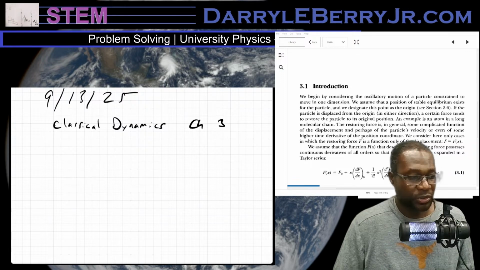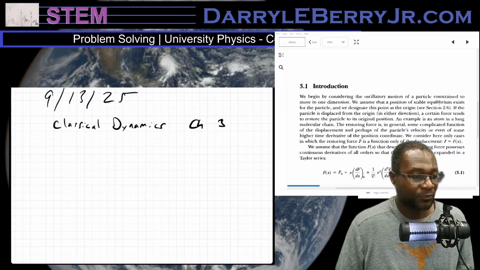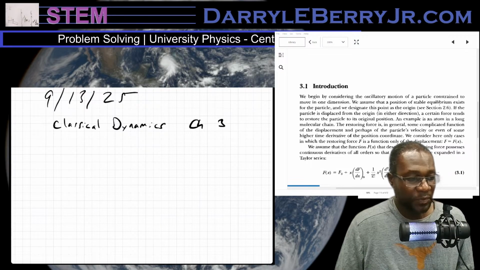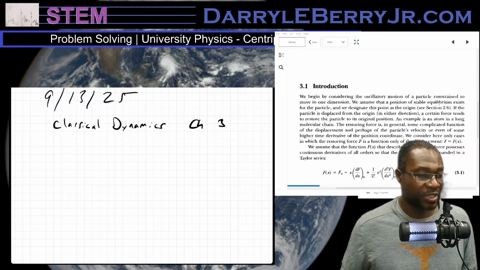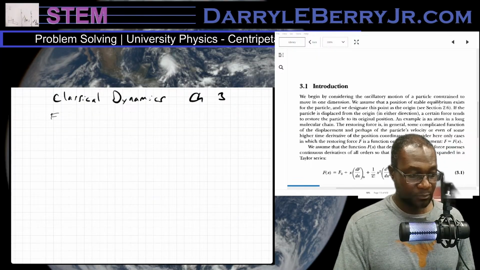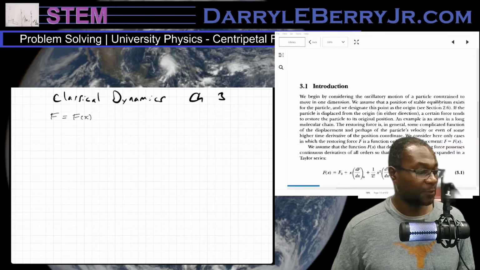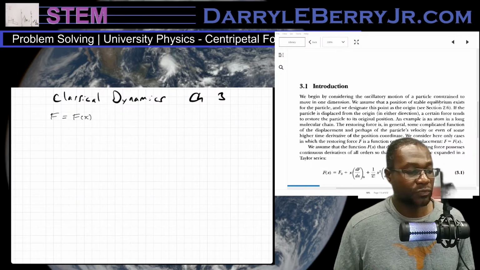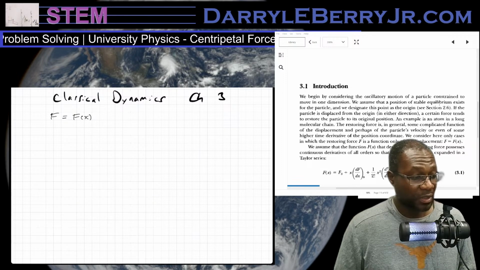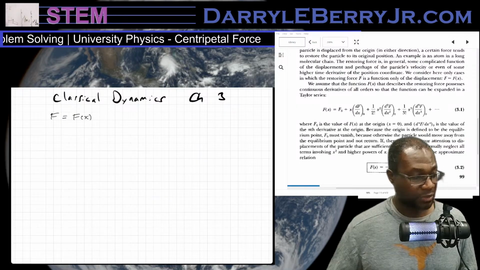The restoring force is, in general, some complicated function of the displacement and perhaps of the particle's velocity, or even some higher time derivative of the position coordinate. We consider here only cases in which the restoring force F is a function only of the displacement. So here, F is only a function of x rather than other things. We assume that the function F(x) that describes the restoring force possesses continuous derivatives of all orders, so that the function can be expanded in the Taylor series. We have a nice Taylor series for us.